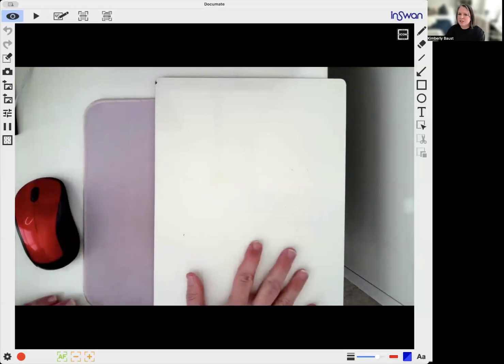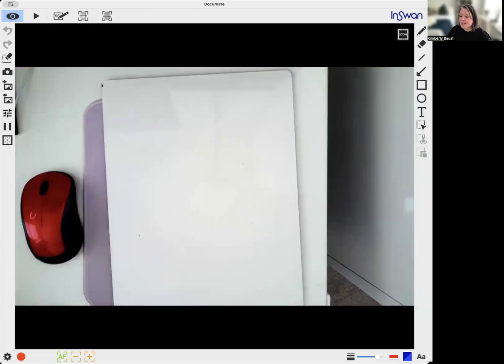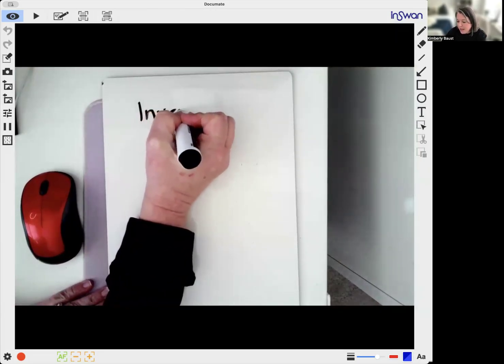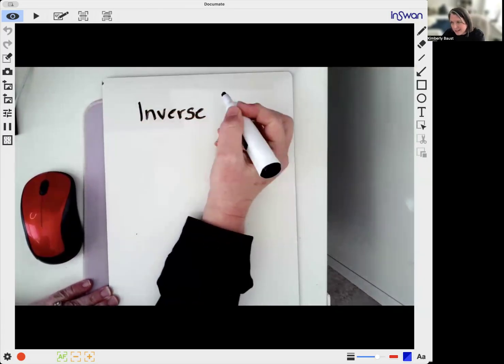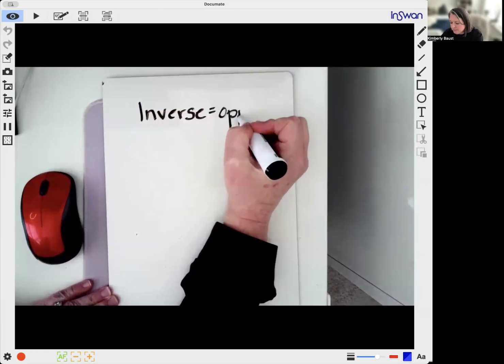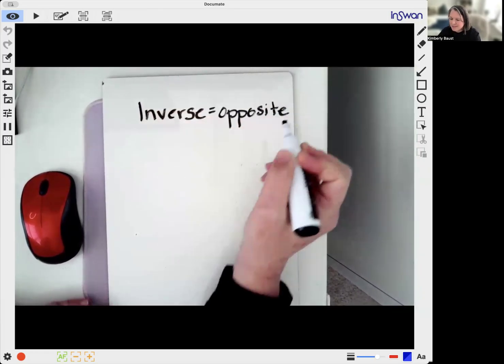So here's the number one thing you need to know. Inverse in math, really in anything, but we're talking about math, means opposite. Okay. Why do we call it inverse instead of opposite?